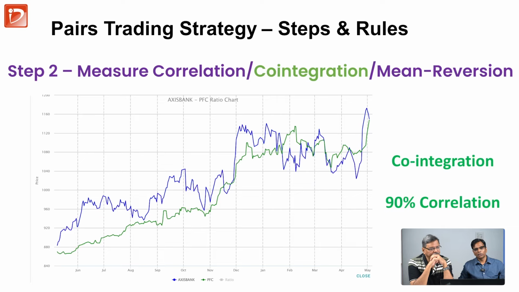Now let's look at another example. Axis Bank and PFC are both in the finance sector, and they are both cointegrated as well as 90% correlated.